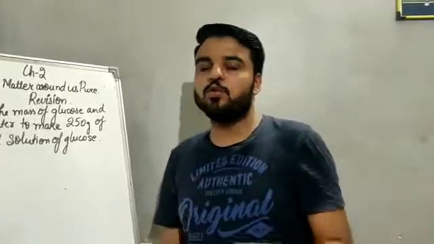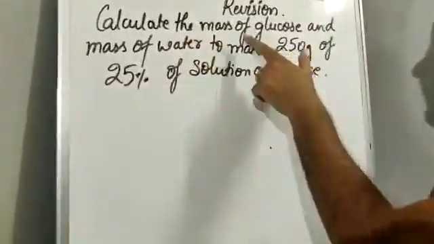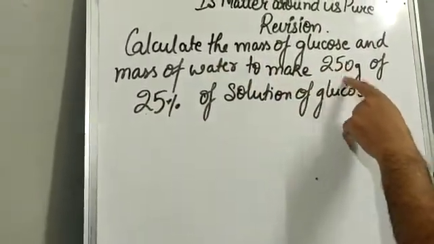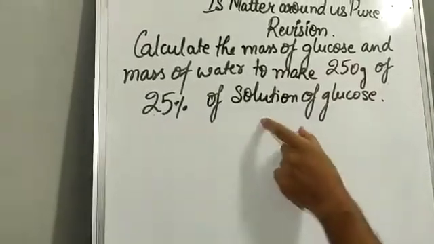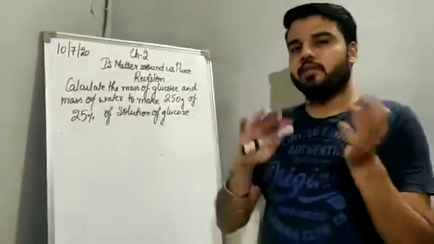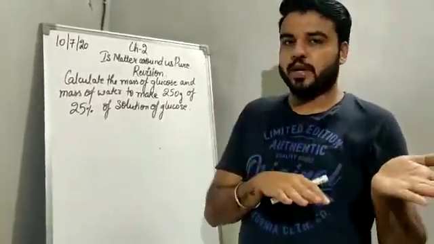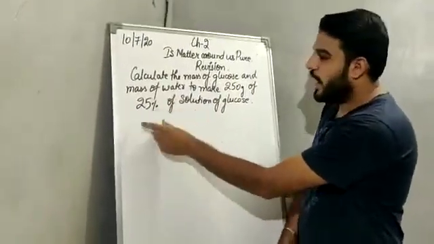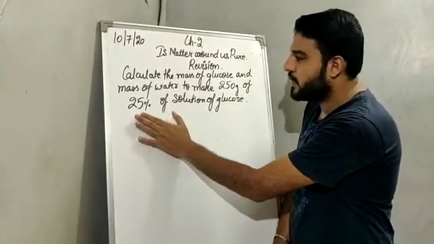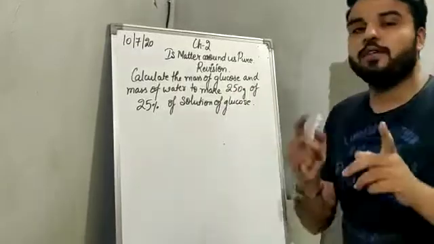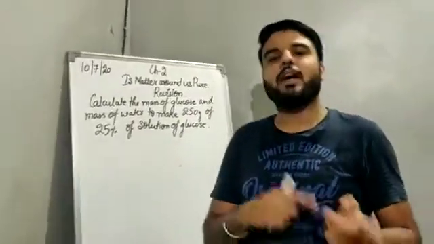Now let us solve one more numerical. The question is, calculate the mass of glucose and the mass of water to make 250 gram of 25% solution of glucose. So in this case, the situation is reversed from the previous numerical. Now we are given the mass by mass percentage of the solution. We are given the mass of the solution. We have to calculate the mass of the solute and the mass of the solvent.